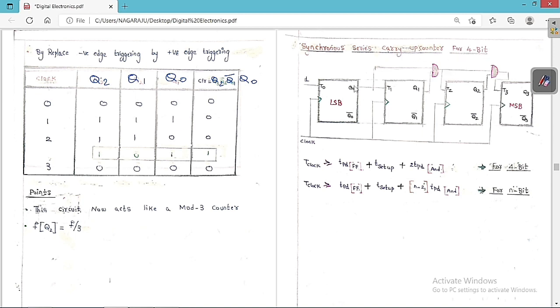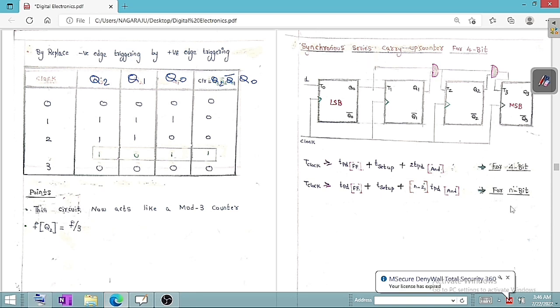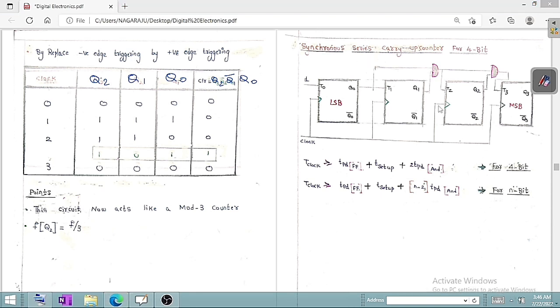Synchronous means the clock pulse is the same for each and every flip flop. You can see the clock pulse is given the same for each and every flip flop. It means all the flip flops are going to trigger at the same instant. So this is called the synchronous series carry up counter. Up counter means it is going to count 0, 1, 2, 3 like that. We are going to discuss the 4 bit.